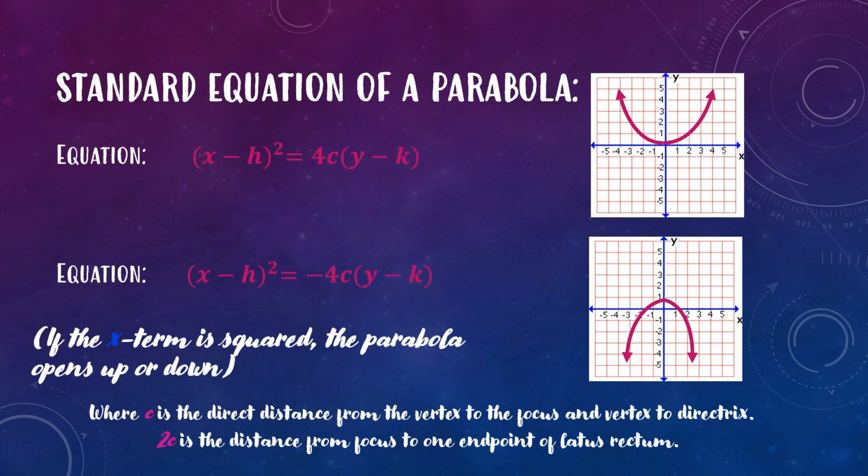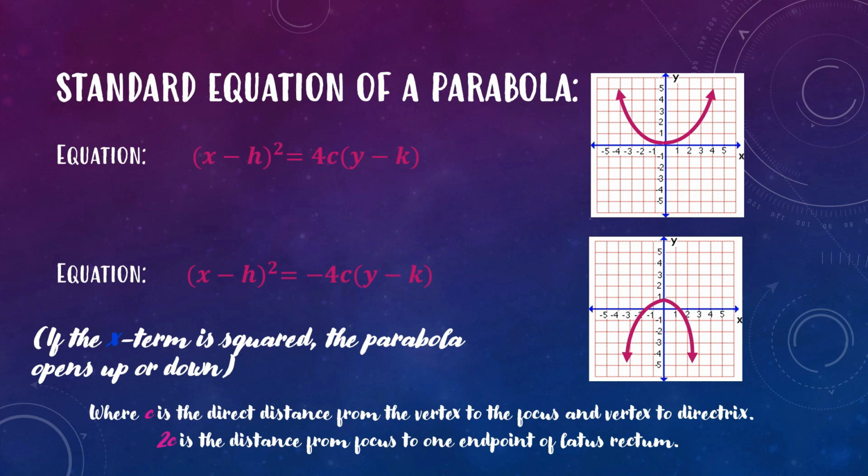Okay, so the opening of the parabola depends on its standard equation. So, again, we have 4 standard equations. The first standard equation: (x minus h) squared equals 4c times the quantity (y minus k). The second equation: (x minus h) squared equals negative 4c times the quantity (y minus k). So if the x term is squared, the parabola opens up or down.